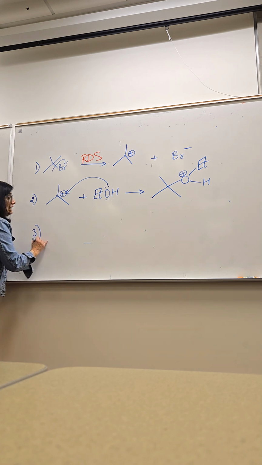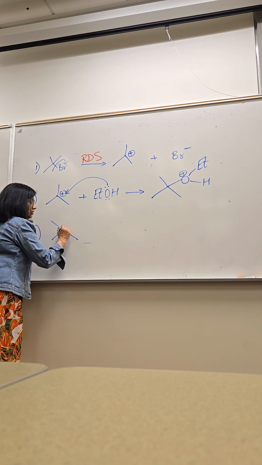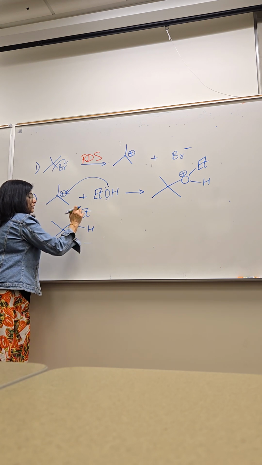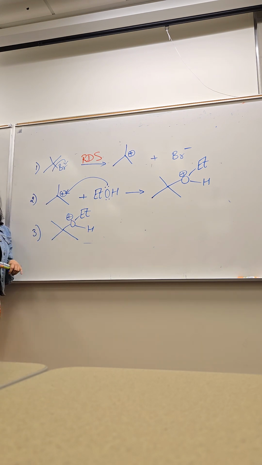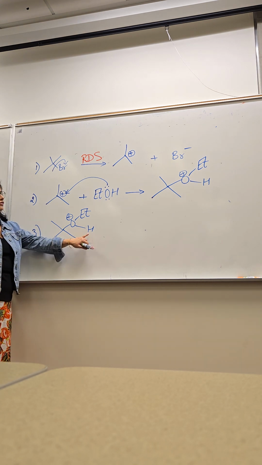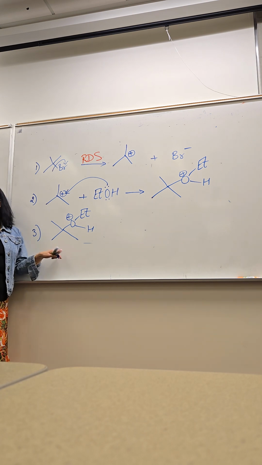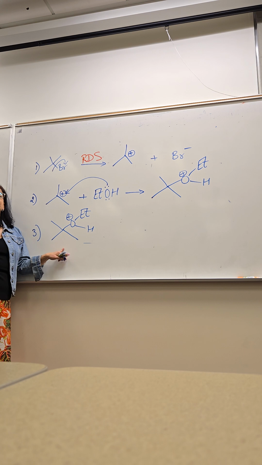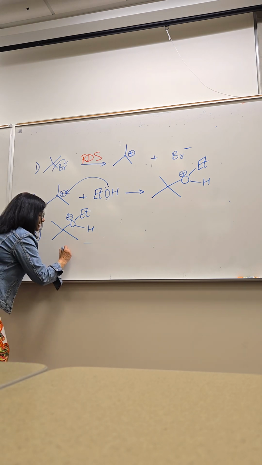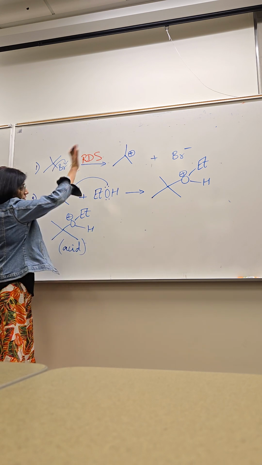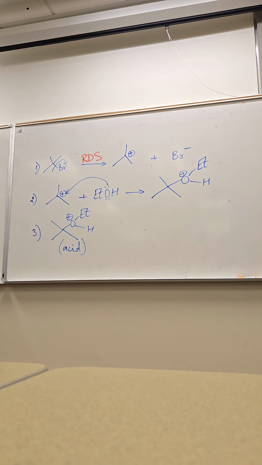So what does it need to do in order to become neutral? It needs to donate a proton. If it got rid of H plus, it will become neutral. So if it wants to get rid of a proton, what does it need to react as? An acid. What does an acid react with? A base. In this system, what could be a base?